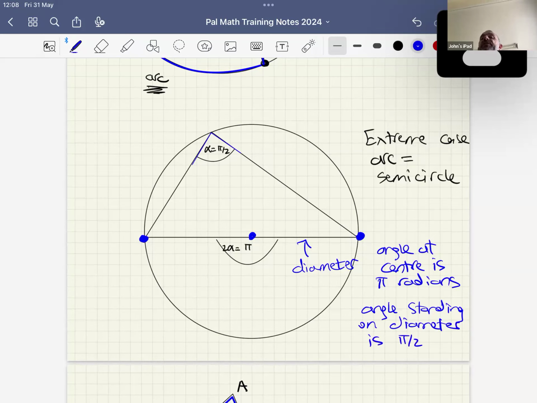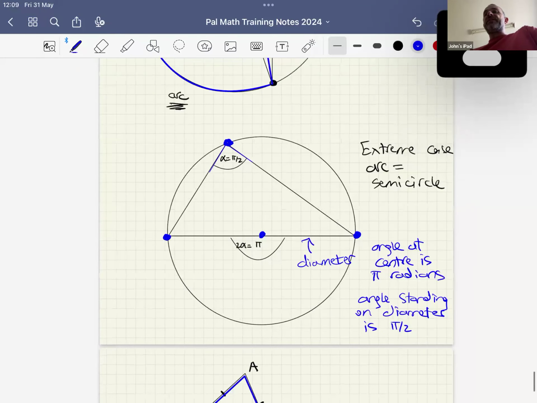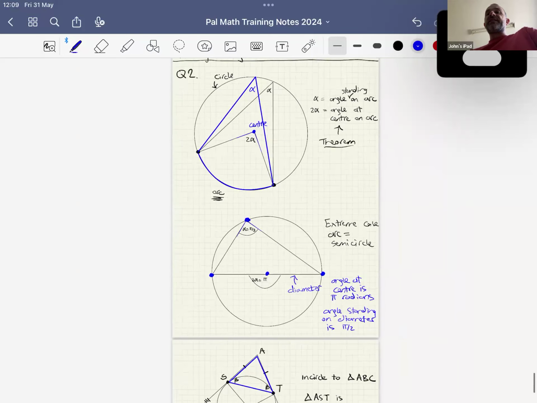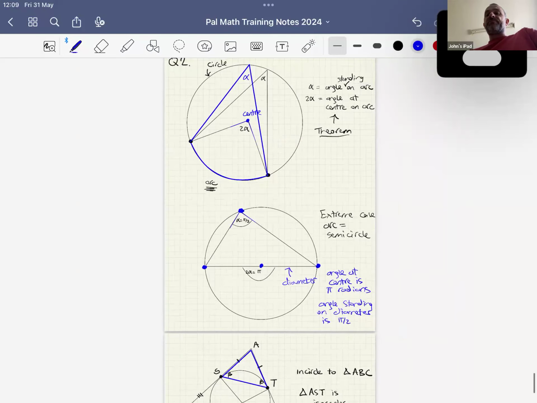So you're probably familiar with this theorem. And this is if and only if. So if it happens that you've got an angle inside a circle which is pi over 2 radians, then that angle must be standing on a diameter. And that's precisely what we have in the question. Okay, so I hope both of those circle theorems are reasonably familiar to you. Well, that's really one theorem.